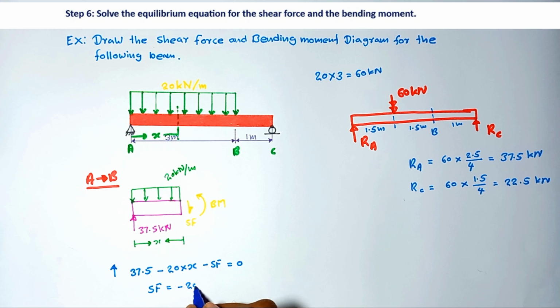minus 20x plus 37.5. This is the equation for the shear force. This is how the shear force varies throughout the length of the beam from A to B.